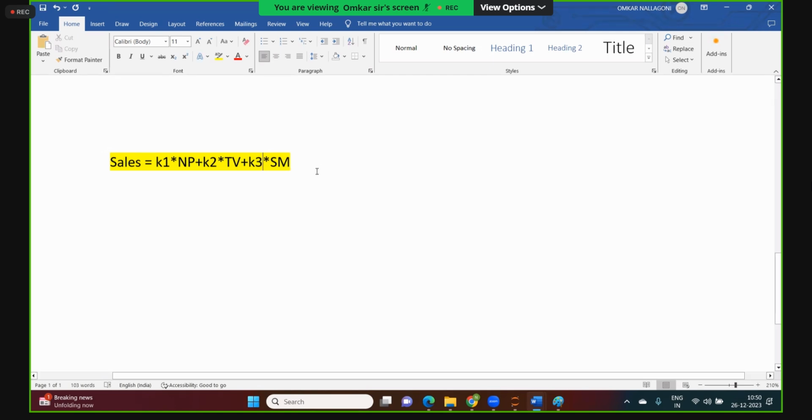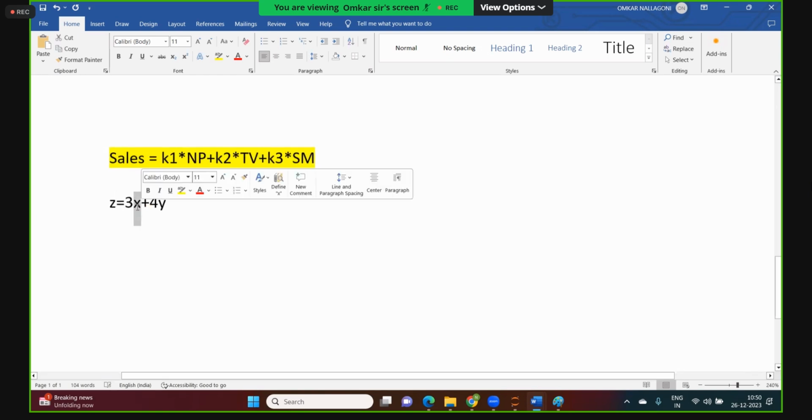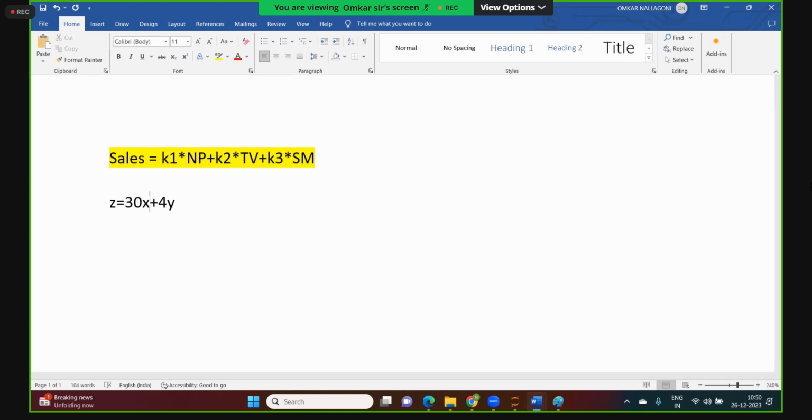That's why in an equation you will see, suppose, some z is equal to 3x plus 4y. That means you are multiplying x with 3 and y with 4. Tomorrow you multiply x with 30 and y with 40. Again, this is a different scenario. Suppose this is minus 40. Again, that is a different scenario. Now, let's learn these scenarios.